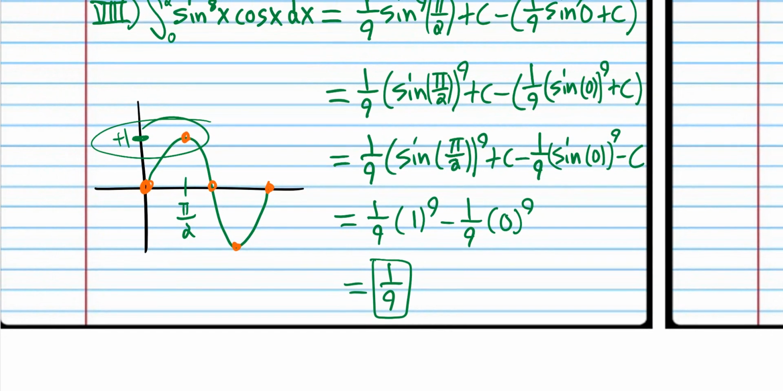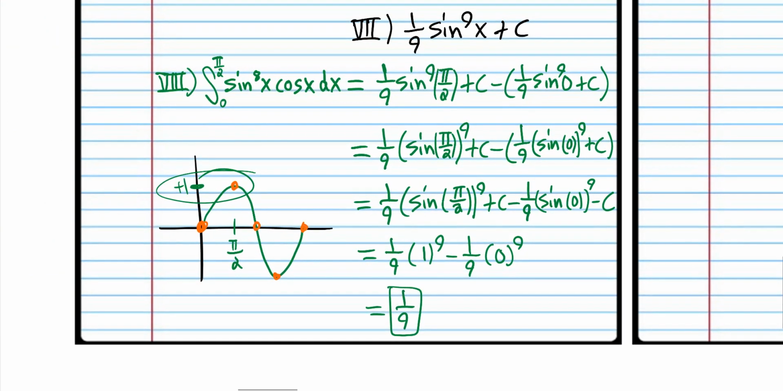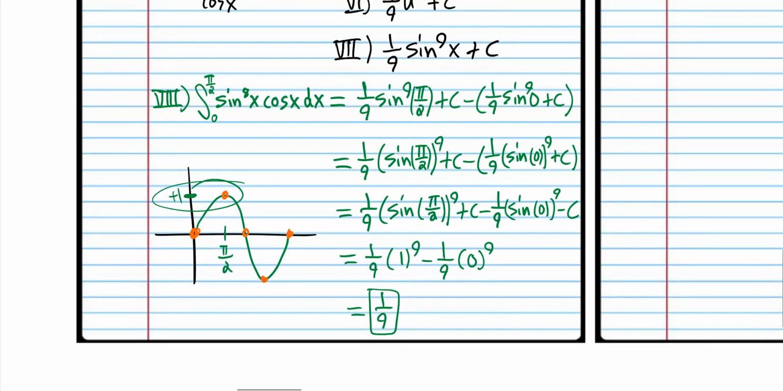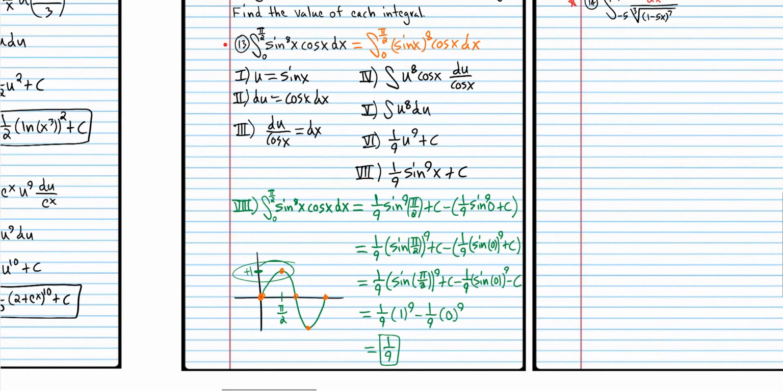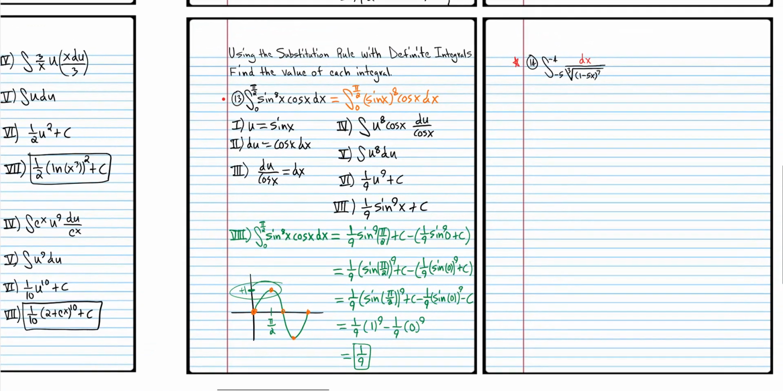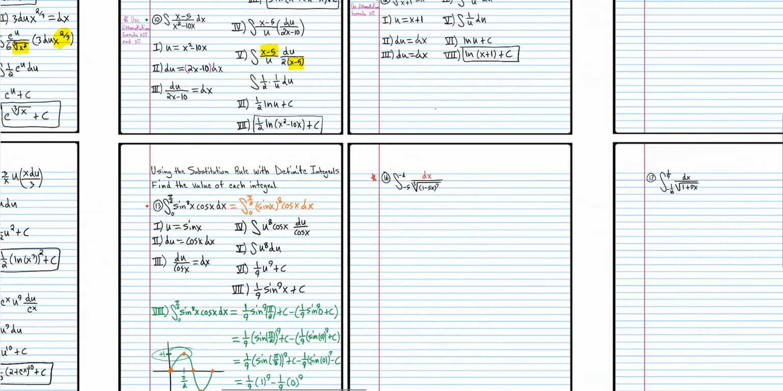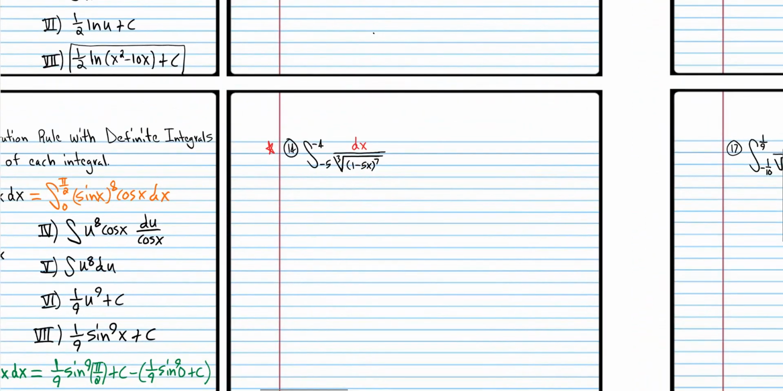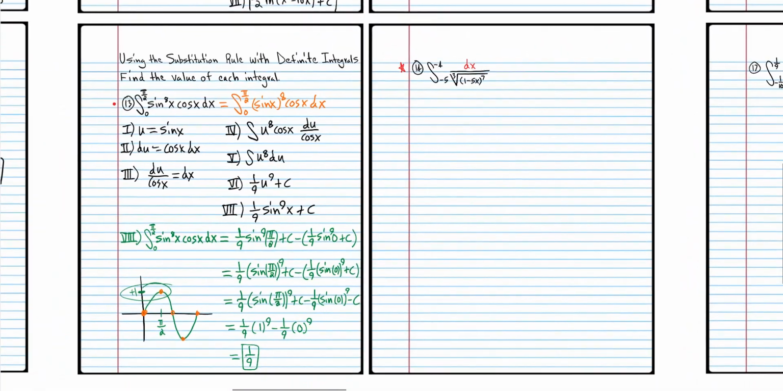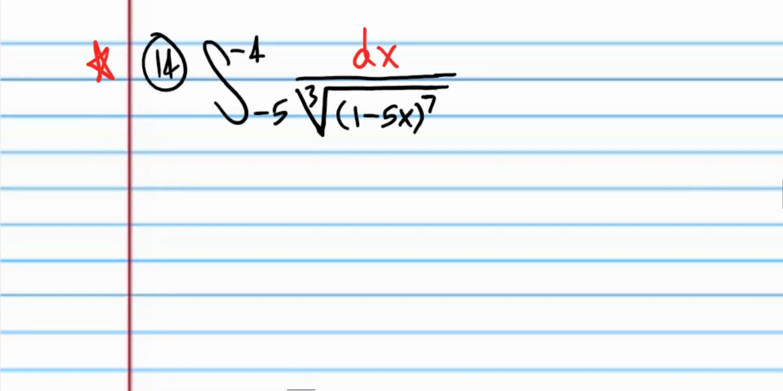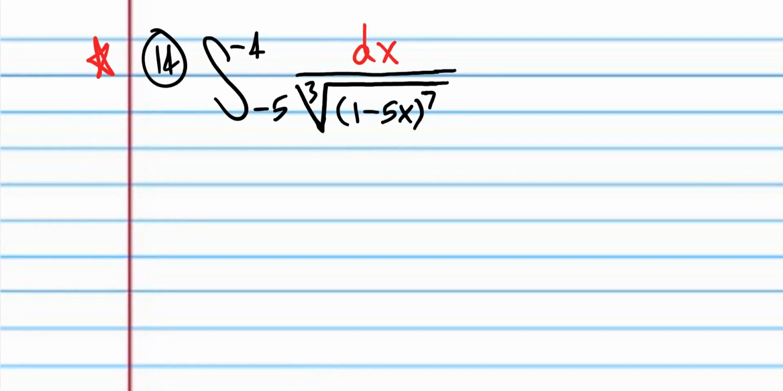So there you go. Now if you were to graph this function, it would probably look fairly complicated. And so what area exactly are we finding? That's not exactly clear, but you don't have to know that. We're just finding the value of the integral. So there you go. That was finding the value of a definite integral when we had to use the substitution rule. So on to number 14.